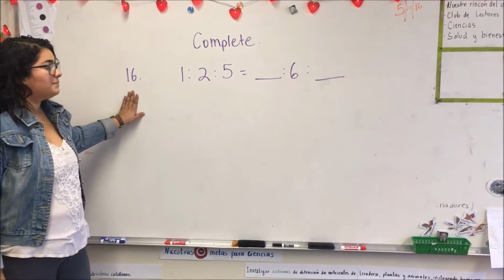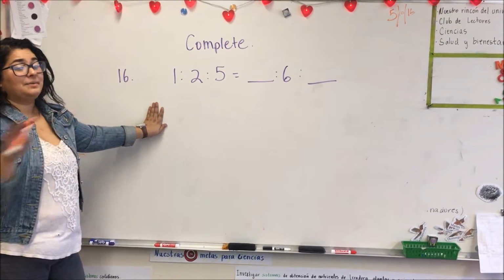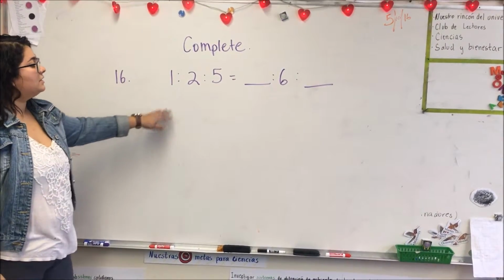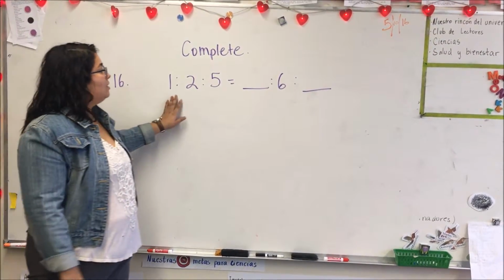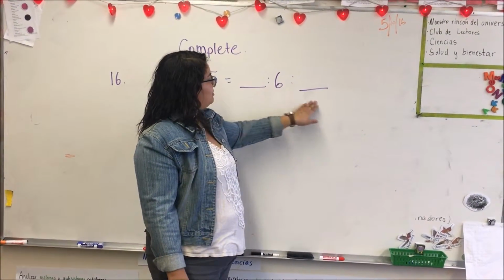So now I'm going to look at problem number 16. Again, we're going to be using equivalent ratios. But here it just says complete. So we don't know if we're making this bigger or if we're making it into its simplest form. So let's take a look. This is a 3 quantity ratio. 1 to 2 to 5. And over here it has blank to 6 to blank.